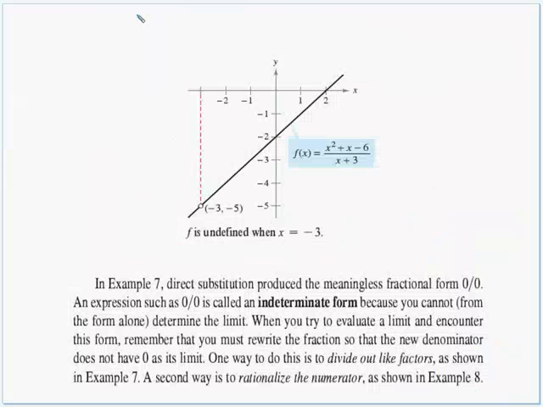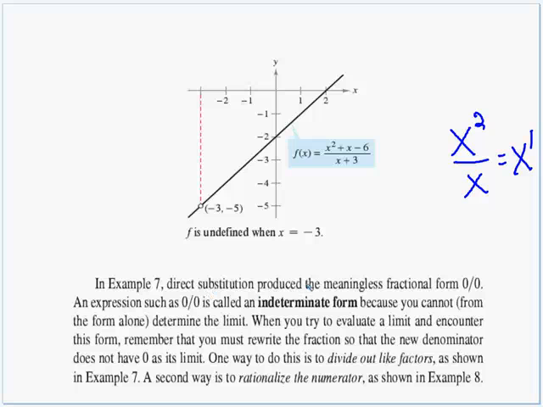Let's see here. The original function is in the blue box. Looking at just those highest powered terms, we have an x squared divided by an x. If we divide those out, we get x to the first power, and first power functions are linear. So x squared plus x minus 6 divided by the quantity x plus 3 is going to divide out to just be a line.